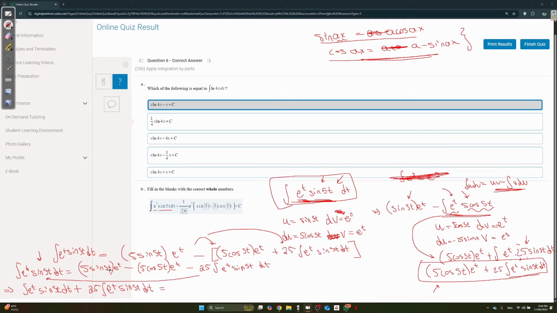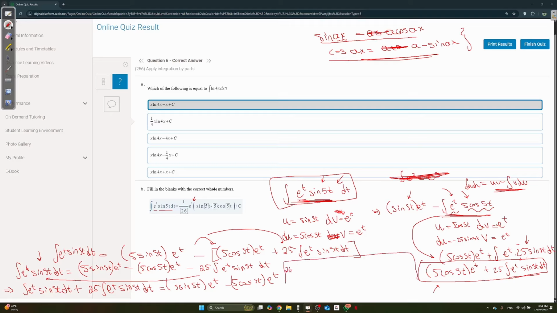Perfect. Now this is all equal to what? 5 sine 5t e to the t minus 5 cosine 5t e to the t. What they did here is they factored out the e to the power of t. I'm going to do that later. What's my point here? We can simplify this and make it 26, as we said previously. Let's make this here 26. So over here, I'm going to continue.